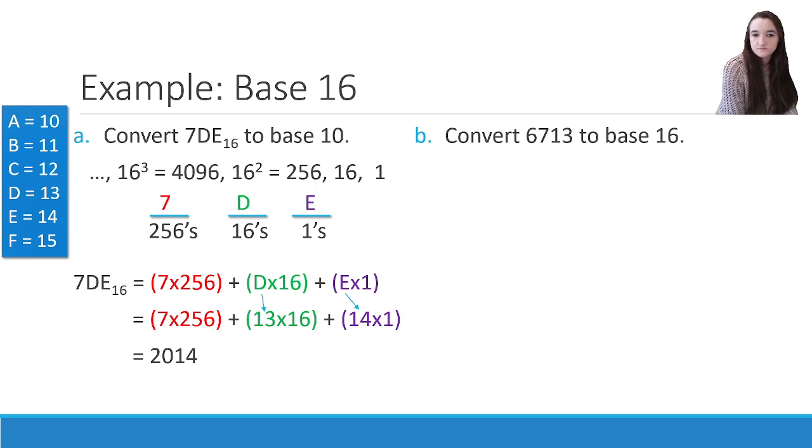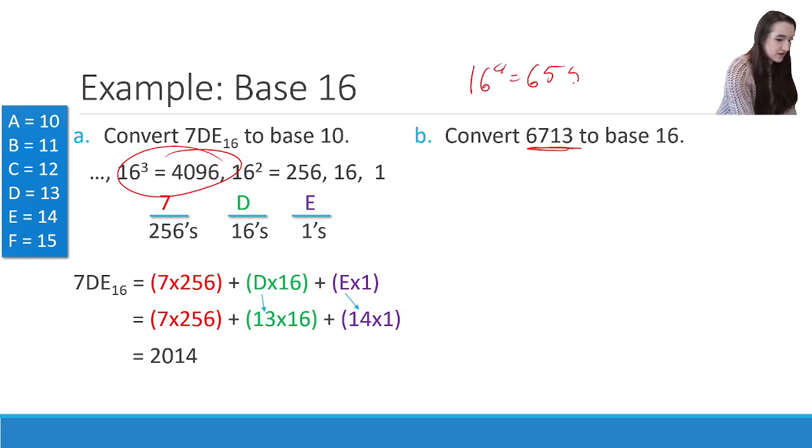So now we've converted. To go in the other direction, it's still the same process. Even though it's a larger base, it's the same process we've been doing. So we look for the highest power of our base that is still less than the number we're trying to convert. For the record, 16 to the 4th power is a pretty big number. It's 65,536, which is obviously much bigger than 6,713. So we don't want this. We're going to start with 16 cubed.